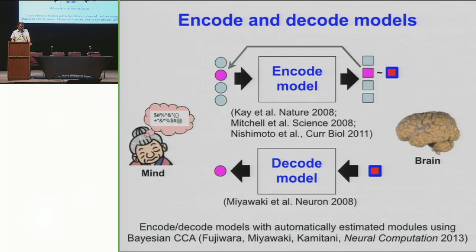And just for reference, we have recently developed a more general framework which automatically estimates modules using Bayesian canonical correlation analysis, and from which we can naturally derive both encoding and decoding models. But I don't have time to discuss this in this talk.